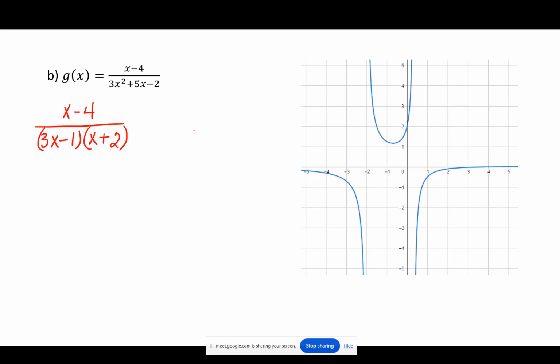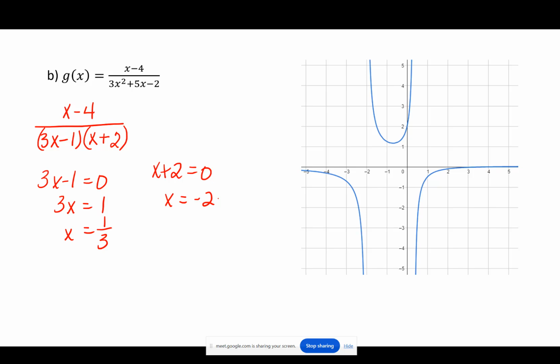There are no common factors. And so we just need to find the zeros of the denominator. And those will occur when 3x minus 1 is 0, which means 3x is 1 or x is 1/3, or x plus 2 is 0, where x equals negative 2. So our two asymptotes are going to be x equals 1/3 and x equals negative 2.